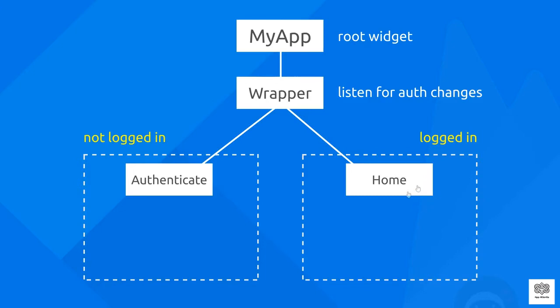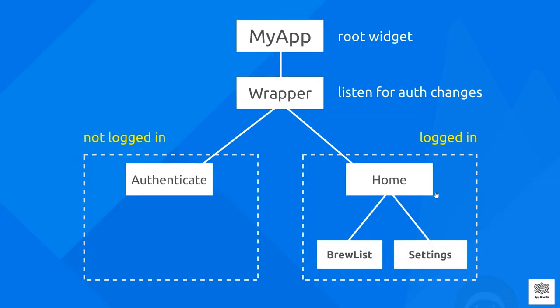Now, inside this home screen over here, we're going to list all of the data and hot drink preferences of each user in the app. We're going to do that inside a brew list widget that's nested inside the home screen widget. And also inside the home screen, there's going to be nested a settings panel widget where a user can update their own coffee preferences, how many sugars they want, what strength, etc. So we're going to do that inside this settings form widget right here.